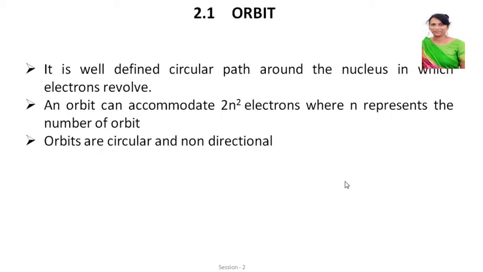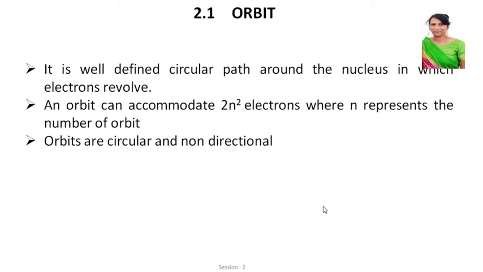So coming to what is an orbit. An orbit is a well-defined circular path around the nucleus in which electrons revolve. So you'll have a nucleus and you'll have the circular path. The path in which the electrons revolve around the nucleus is called an orbit. An orbit can accommodate 2n square electrons, where n represents the number of the orbit.